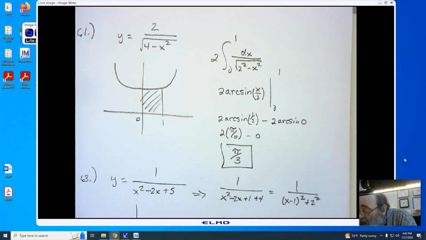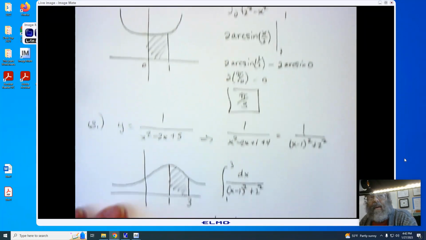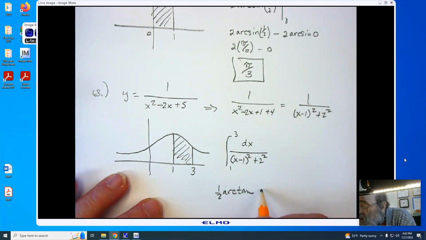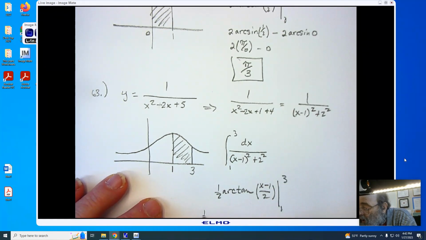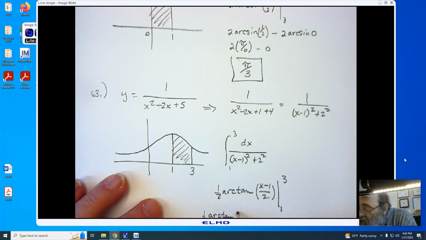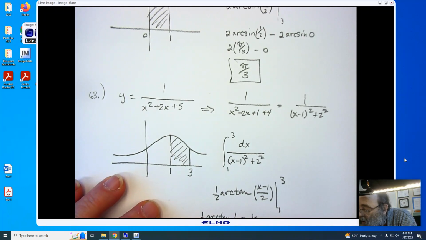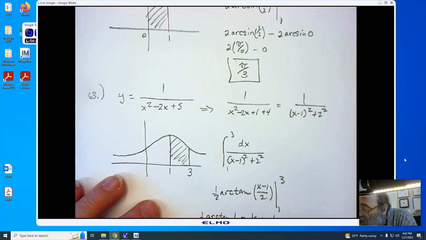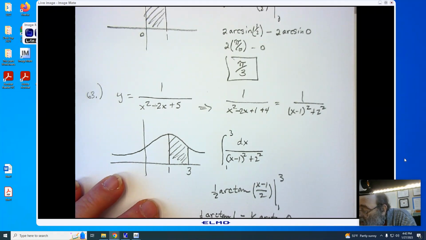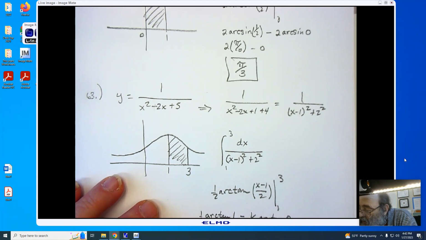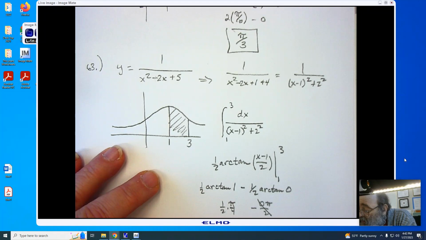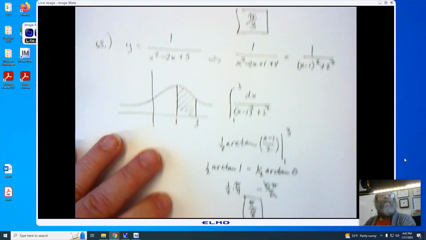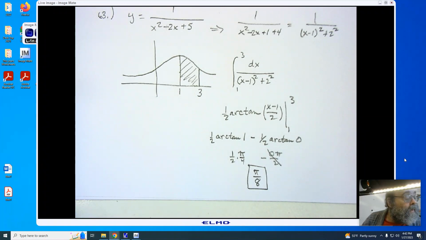That means that I have 1/2 the arctangent. Make sure you can see it. Arctangent of x minus 1 divided by 2 from 1 to 3. 1/2 arctan of 1 minus 1/2 the arctan of 0. We know that the arctangent of 0 is 0. And we know that the arctan of 1 is pi over 4. This will reduce, and my answer has to be pi over 8. And that is the answer to number 63.